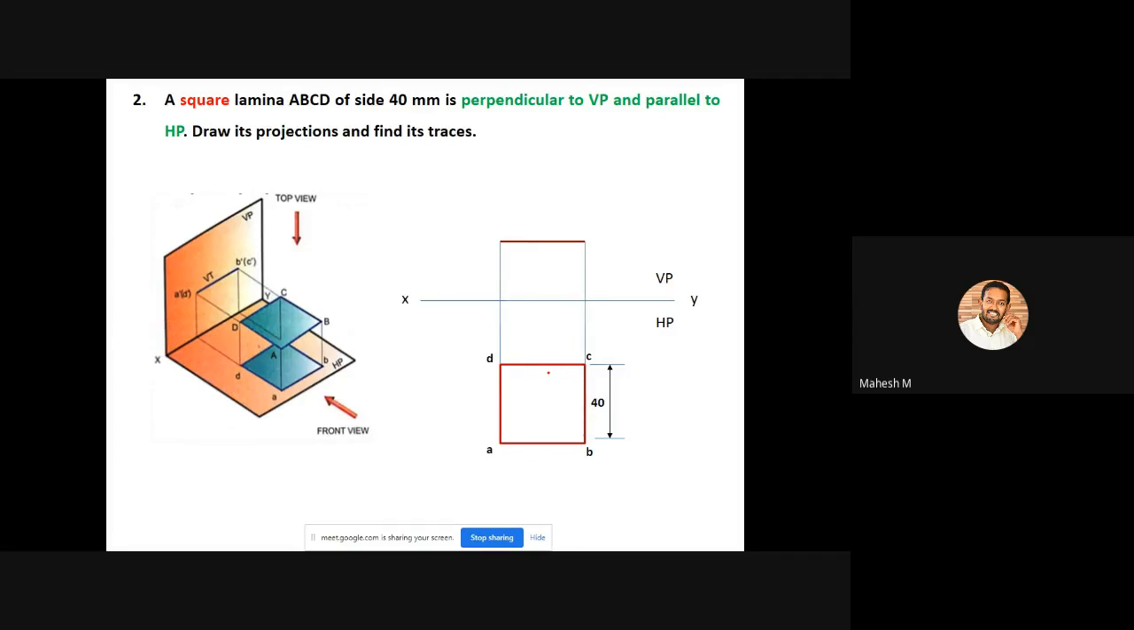Okay, so roll number 42. Sir, okay, so what notation will come here?